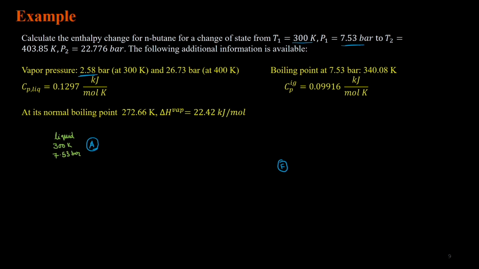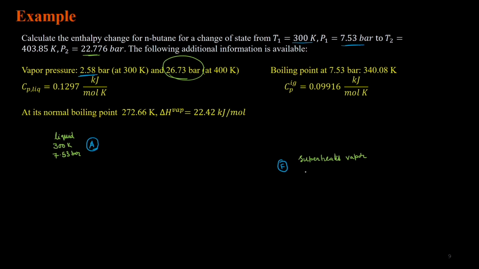Similarly, at its final state F, let's look at what the final state F is. It is at 403.85 Kelvin, and at 400 Kelvin already the vapor pressure is 26.73 bar. At 403 Kelvin, it's going to be more than 26.73 bar. It's going to be slightly higher, right? But definitely more than 22.776 bar. So the final condition, I have not even reached the vapor pressure, which means it's going to be in a superheated state. So the total pressure of the system is lower than the vapor pressure, so I'm in a superheated vapor phase.